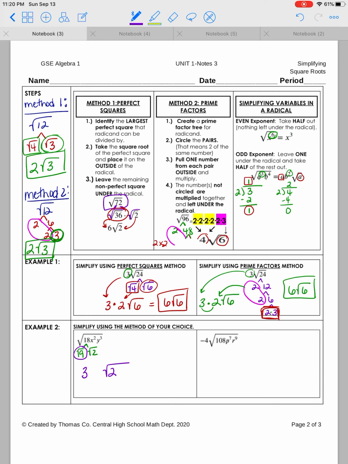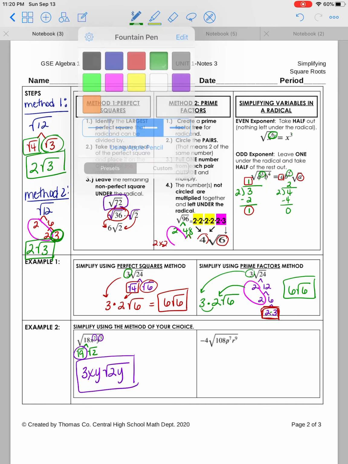I'm going to leave a little bit of room here because I've got to do my x squared and my y cubed. So x squared, 2 is even, so everything's going to come out. 2 goes into 2 one time, so an x comes out. There's none left over. Y to the third, 3 is odd, which means I'm going to have something left under the radical. 2 divides into 3 one time, so a y comes out. And then how many leftovers or remainders do we have? We have 1 left over, so a y stays in. And that would be your answer.